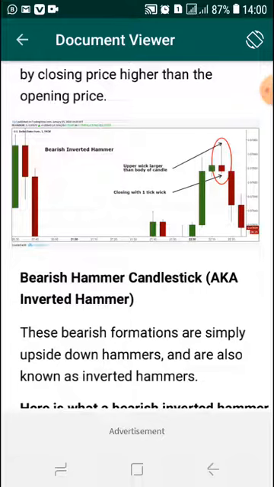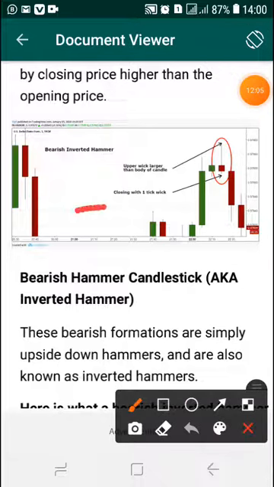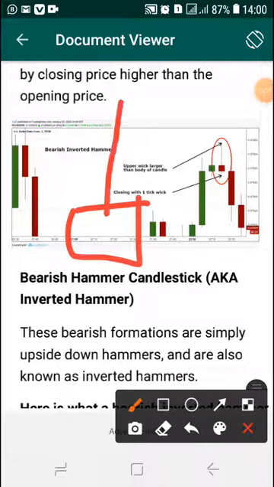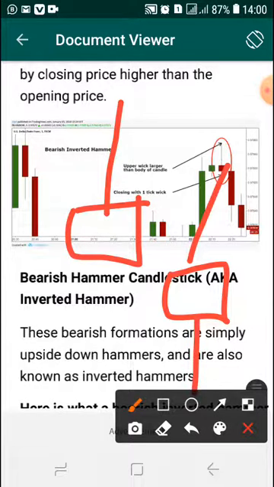So the inverted hammer appears with a wick larger at the top than the body. What happens is this is a bearish one, and a bullish one is vice versa. A bullish one would be like this, right? This goes up, this tells us we're going down.